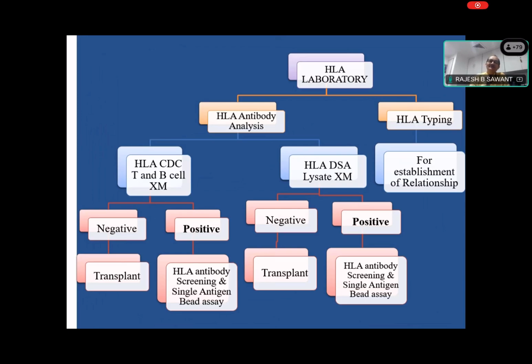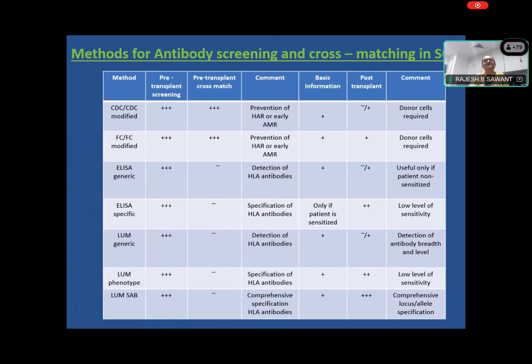Again, you retest and look at the level of the antibody, whether it has reduced significantly, then go ahead for the transplant. As far as the lysate cross match is concerned, if it is negative and your CDC is also negative, yes, you go ahead with the transplant. But if it is positive, you again look at the specificity by doing a single antigen bead assay and then you decide whether to transplant or to go ahead for a desensitization protocol, right?